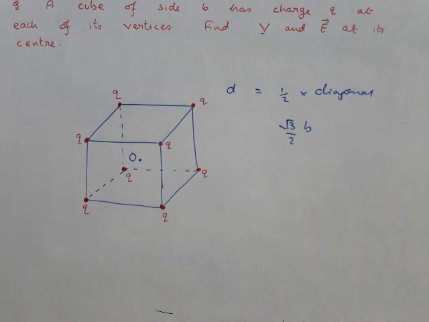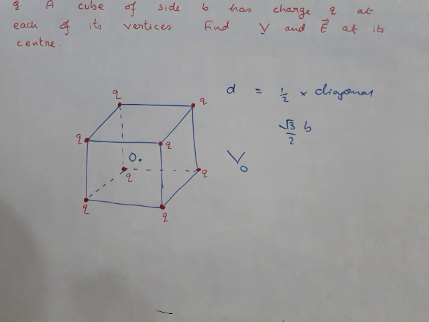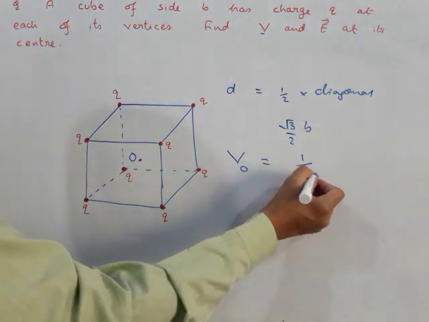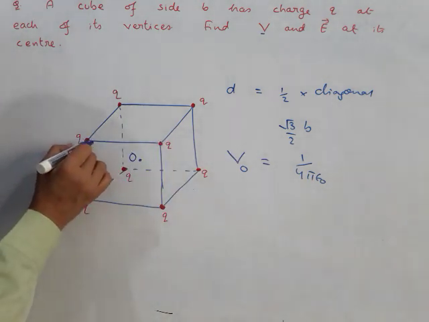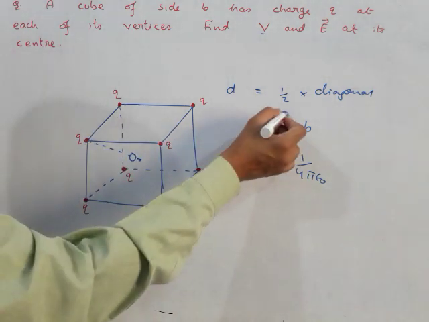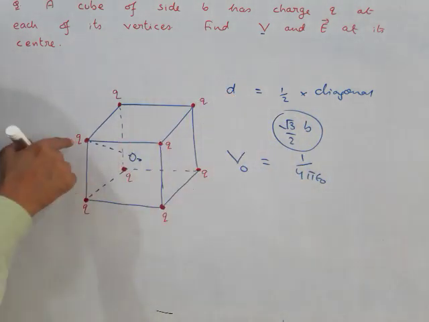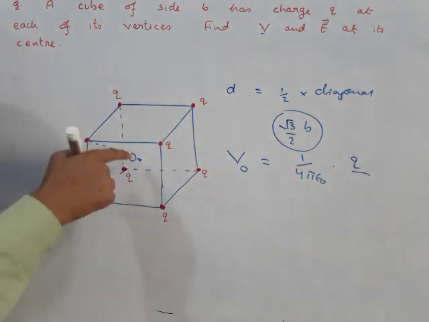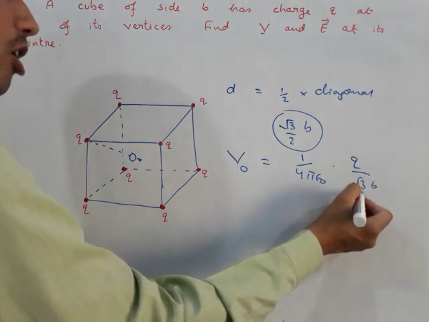Thus the total potential V at the center, the point O, will be equal to the sum of the potentials due to the individual charges. Due to one of the charges, say Q, this distance is how much? This distance is equal to root 3b by 2, which we have written as d. So 1 by 4 pi epsilon naught multiplied by that charge divided by this distance. This distance is how much? Root 3b upon 2.